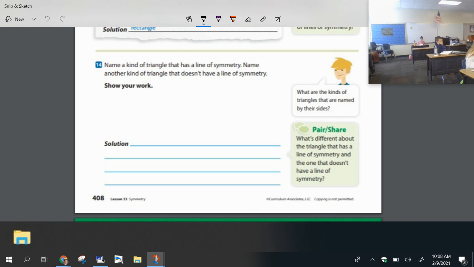Then if we name a triangle by angle, we have an acute triangle, which means all the angles are acute. We have an obtuse triangle, which means one of the angles on the inside is obtuse. We have a right triangle, which means one of the angles is a right angle. So think about it. What kind of triangle has a line of symmetry and another kind that does not?